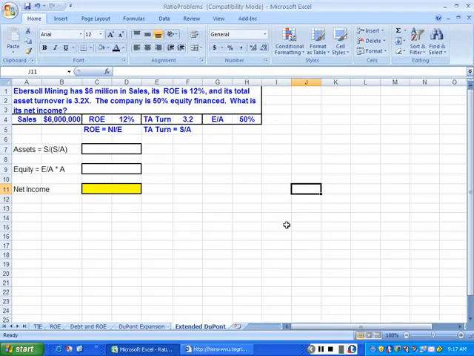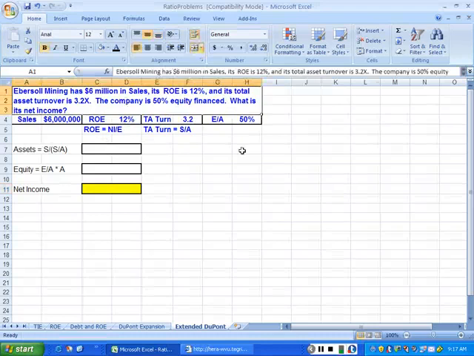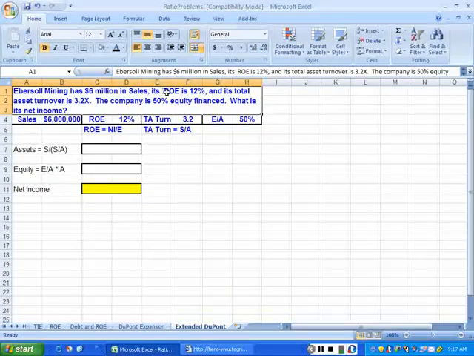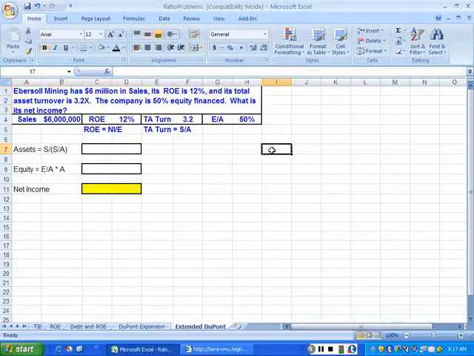and that equity multiplier. Now, here it's asking us to work our way backwards by knowing the ratios and to find out what the dollar amounts are. Eversol Mining has $6 million in sales, a return on equity of 12%, and total asset turnover of 3.2 times. They're 50% equity financed. What is its net income?